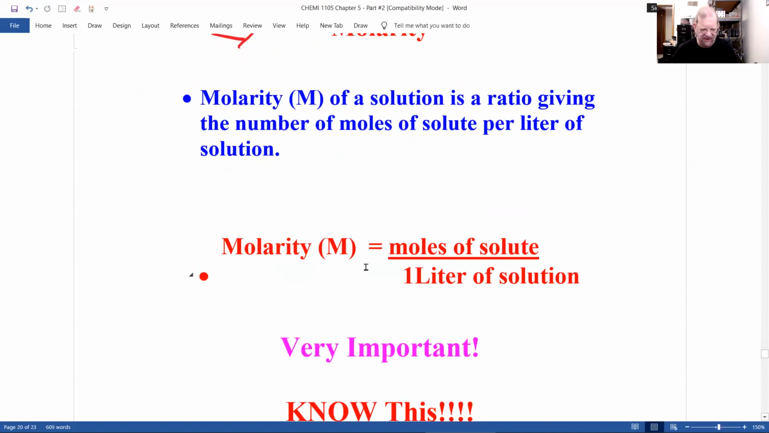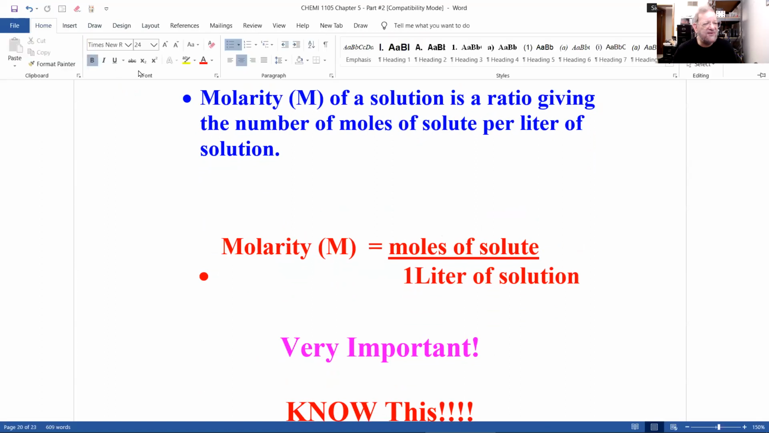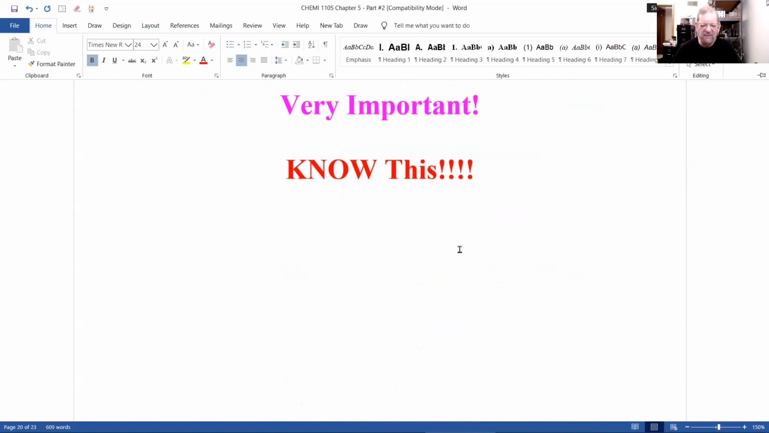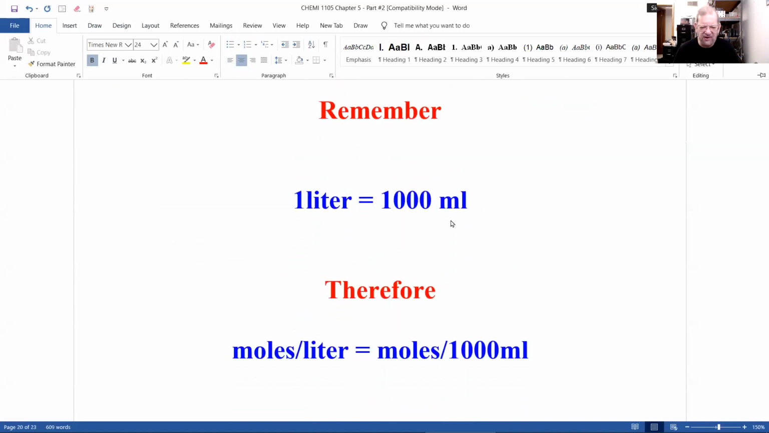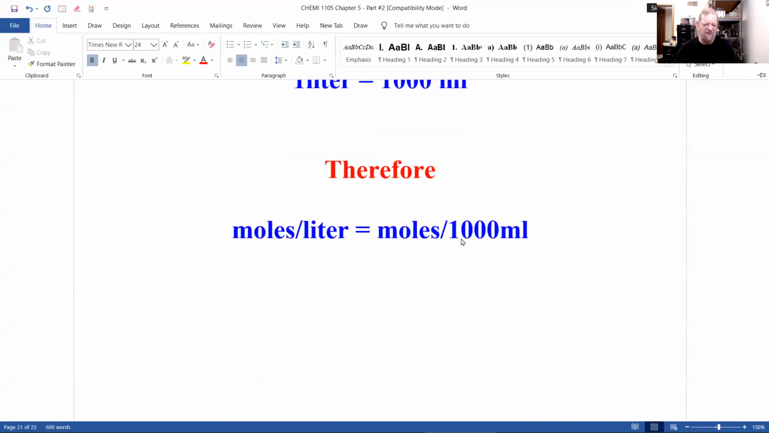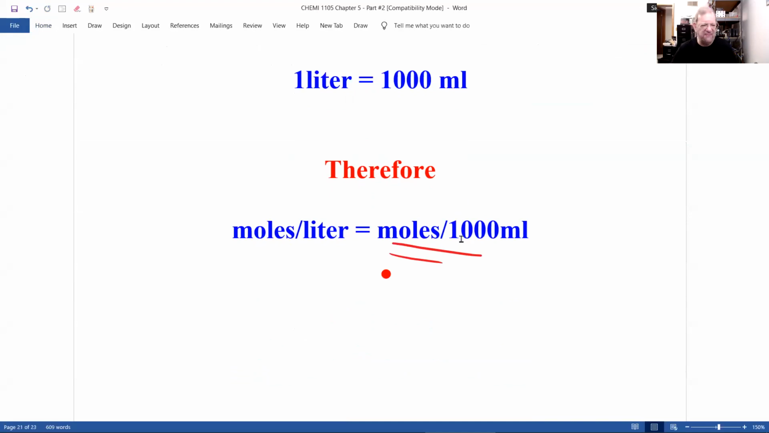By definition, molarity is moles of solute per 1 liter of solution. However, in the lab, we rarely measure by liters. What we measure by is milliliters, and 1 liter is 1,000 milliliters. And therefore, you should know this.